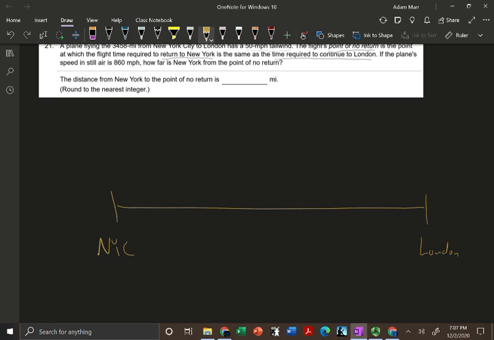So we have some point of no return right here. Now, what does that mean? That means that the time it takes to get from the point of no return to London is the exact time it would take to fly back from the point of no return to New York City. Now, let's diagram out the speed at which we would go in either direction.